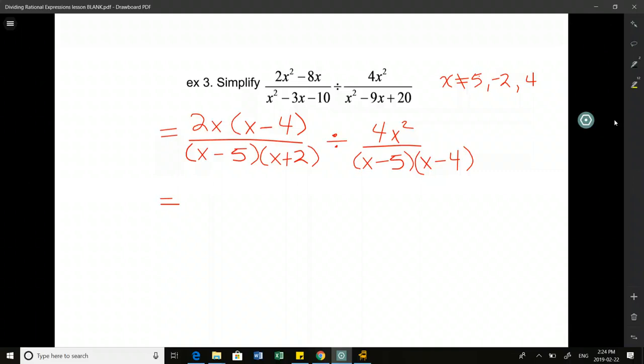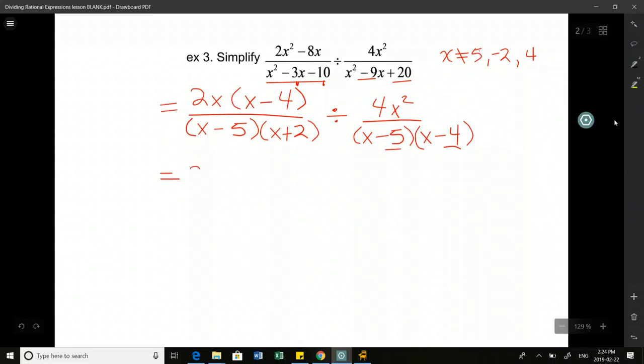Alex, question? The brackets on the bottom? So we're factoring a trinomial when a equals 1 here. So for the one on the left, I'm looking for two things that multiply to negative 10 and add to negative 3. So the numbers were negative 5 and 2. And then same deal over here. It multiplies to positive 20 and adds to negative 9. And the numbers were negative 5 and negative 4. Okay? All right. So we're going to flip and multiply.